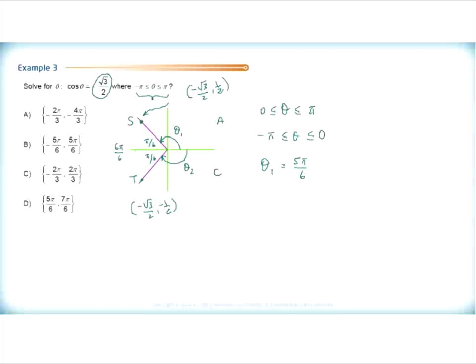The second value of theta is this one right here. And it's a negative angle of rotation. It occurs at negative 5 pi over 6 for the exact same reason. This is negative 6 pi over 6 if I want to rotate all the way to here. I'm 1 pi over 6 less than negative 6 pi over 6, so it's negative 5 pi over 6. So 5 pi over 6 and negative 5 pi over 6, there are my two answers for theta.